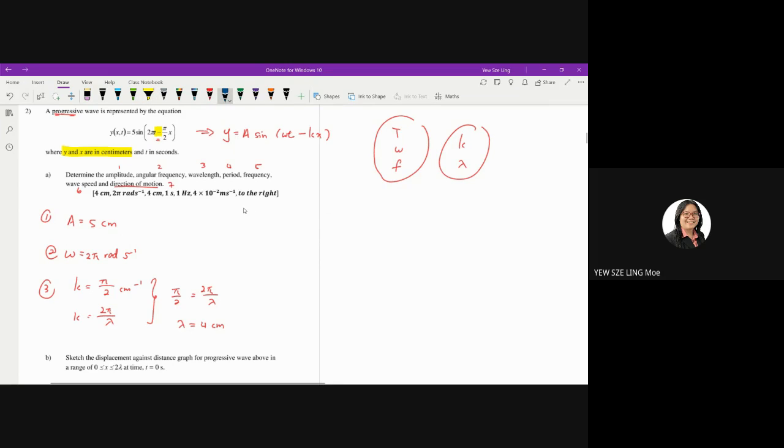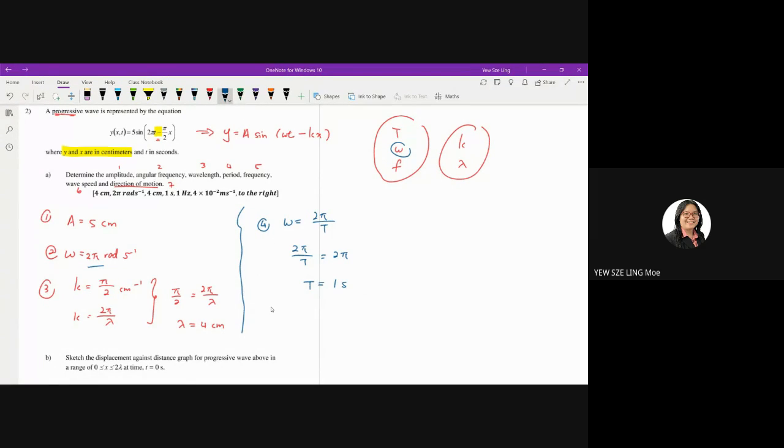So now let's look at the next one, period, number 4. If you look at the family, period is coming from the family with angular frequency. So omega is equal to 2 pi over T. We have 2 pi over T equals 2 pi. T is then equal to 1 second. So this is number 4.